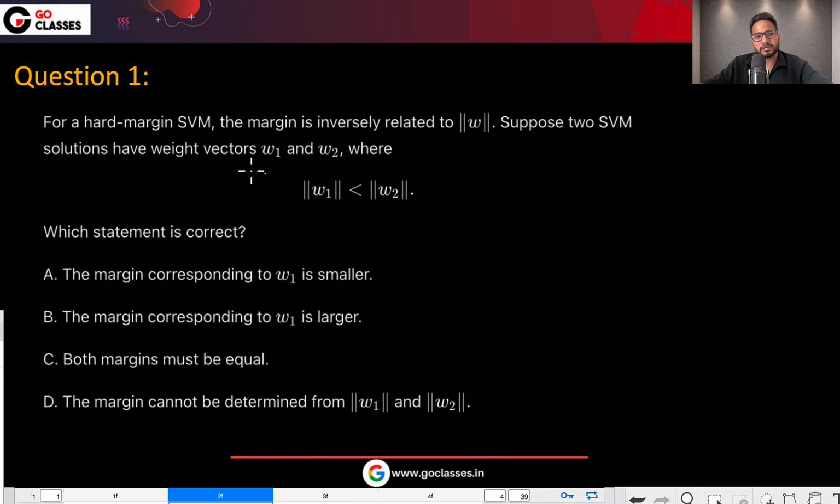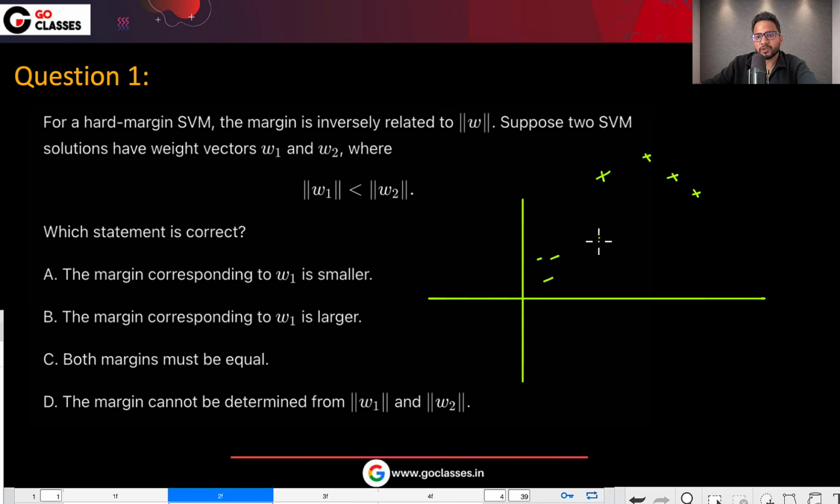In this question, they are saying for hard margin SVM, the margin is inversely related to mod of W. So let me just remind you how we find the margin. Suppose that you have many minus points here, and let's suppose there are many plus points here also, right?